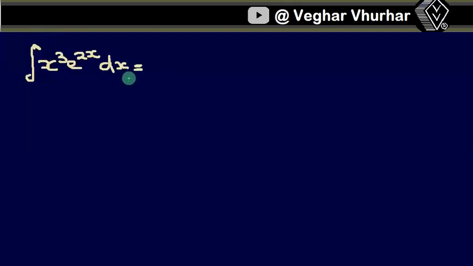When you come across an integral like this, to know whether you use integration by parts or not, you have to check this one. You see here the power of x is 1, and there it's 3. So this means you have to use integration by parts.